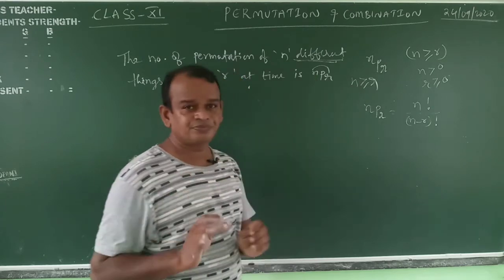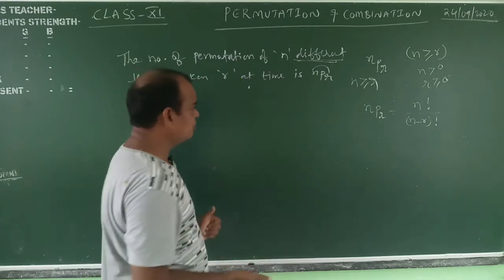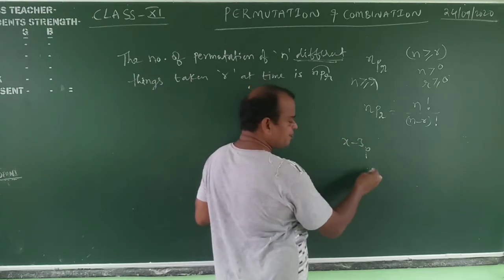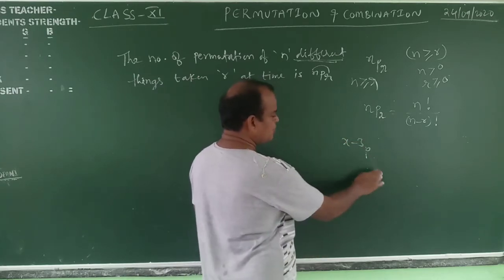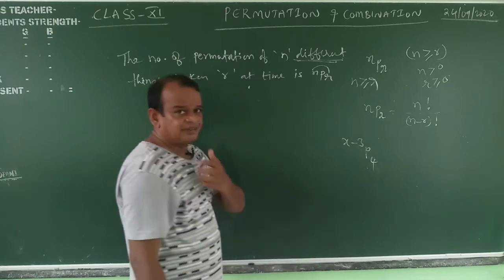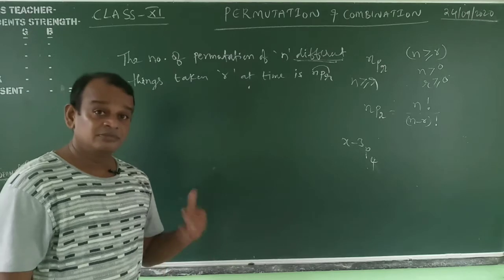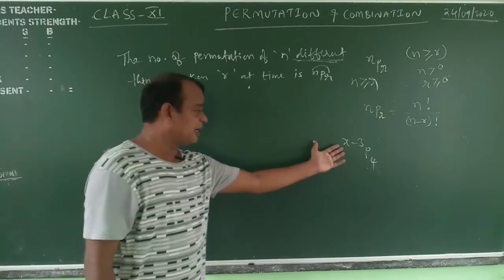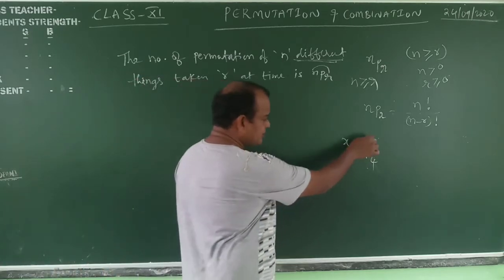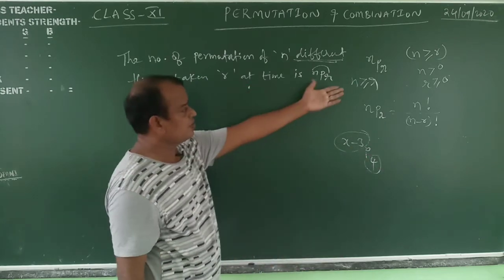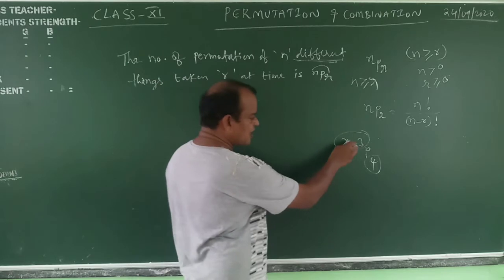For suppose in the examination point of view, x minus 3 P 7, or 4, is given, x minus 3 P 4. Then find the value of x. Whenever it is defined, find the values of x. This is n, this is r. What is the relation going on? n greater than or equal to r.